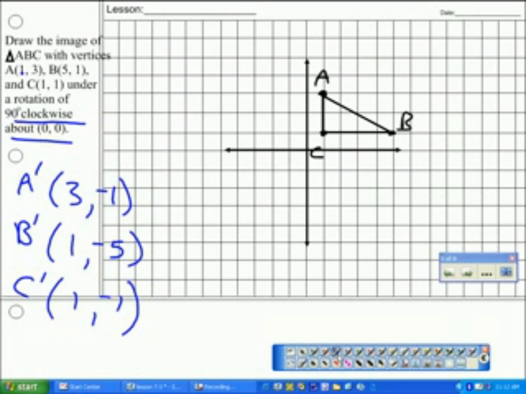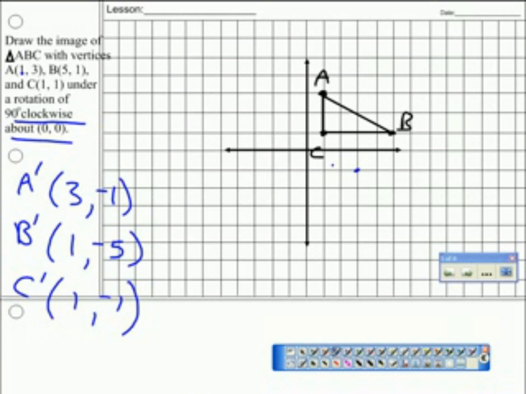A prime is at 1, 2, 3, -1. B prime is at 1, -5. And C prime is at 1, -1. Okay, that's what happened. Turned it down 1/4. So it's pointing down.